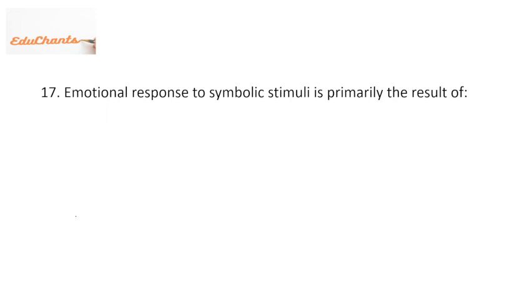Second, 17th question. Emotional response to symbolic stimuli is primarily the result of what? That means certain symbolic stimuli. Stimuli means some input. Symbolic means having a number, an alphabet, or a verbal expression, right? That means sometimes when we see something or go through something, we get emotional. For example, when we see the photo of different gods, we get emotional, right? In different wars, if we see many people have died, then it is also a kind of emotional response. So this is the result of what?